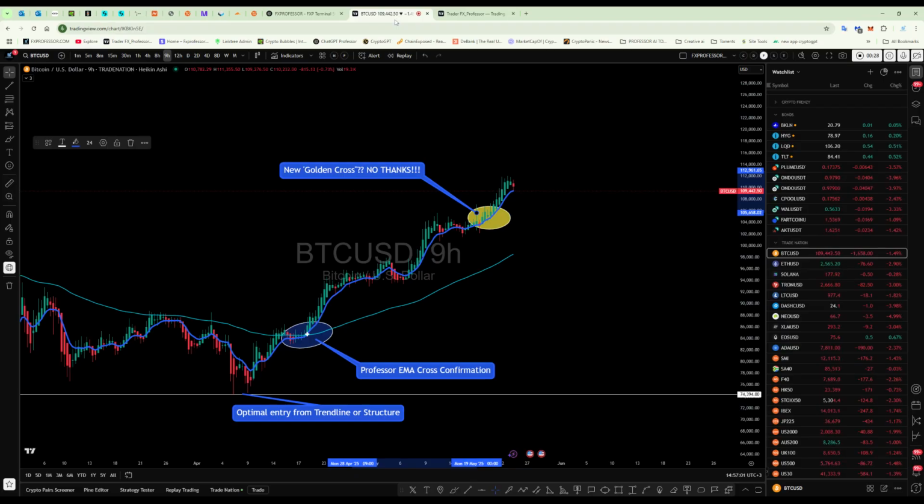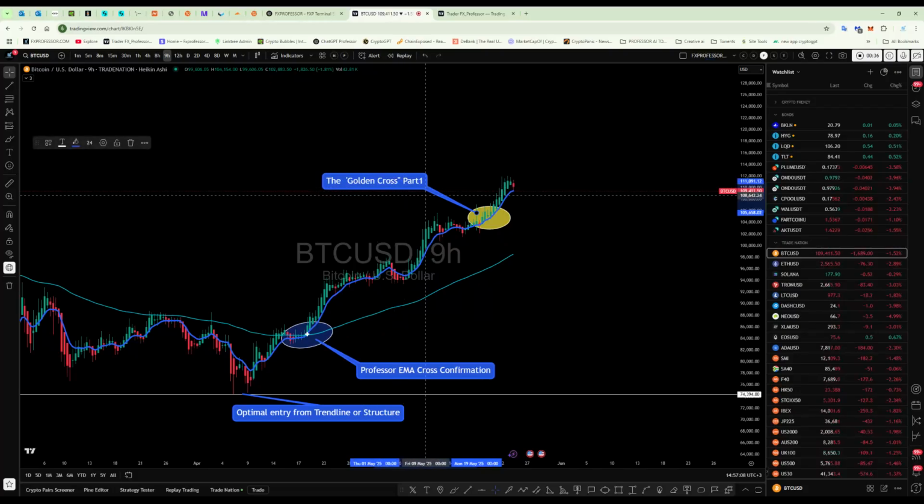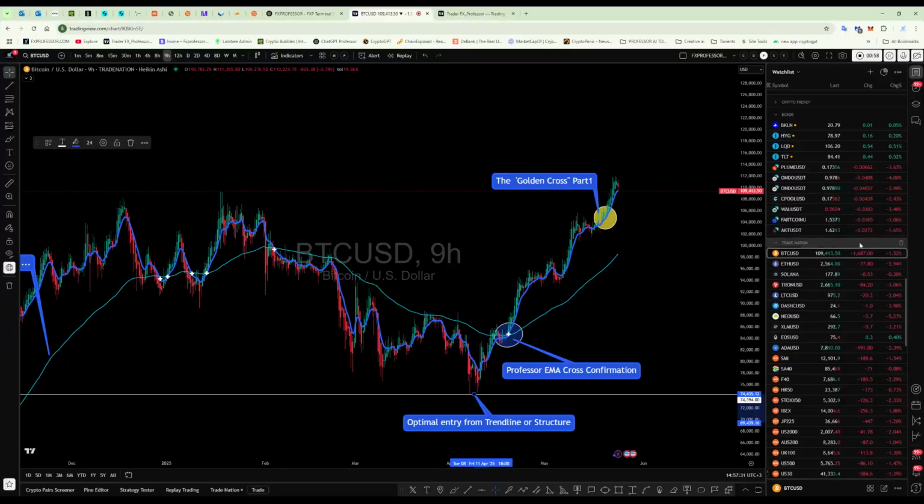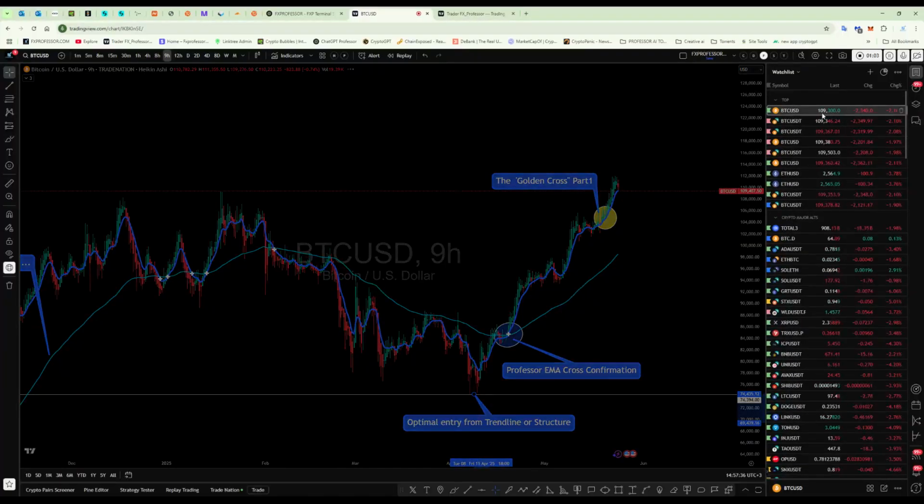There were some questions, and today we're going to take it a step further. So this was the first Golden Cross part 1. Let's go to the second one. As I explained last time, I use my own cross, my own EMAs, but I explained how the optimal entry came from trendline or structure. Frankly speaking, if we're looking at trend lines, I'm going to change the chart for a moment.